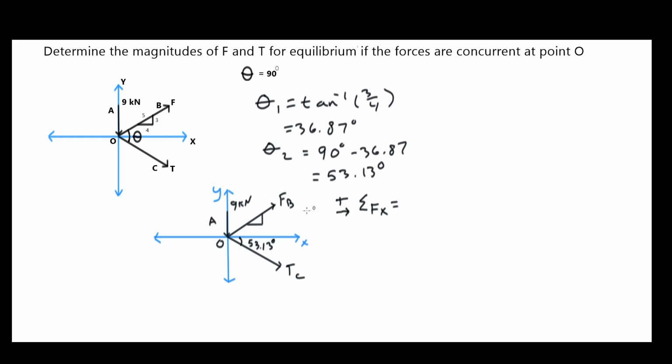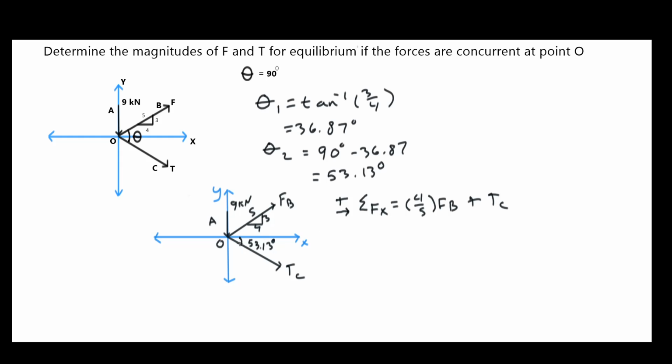And then, oh, I forgot to label this here. So it's 4, 3, and 5. Since we're going in the x direction here, like what we explained earlier, I'm going to use this 4 value and divide it by the hypotenuse. So it'll be 4 over 5 FB. And since our vector is going left to right, that's positive. And then if we look at our TC vector here, it's also going left to right, so that will be positive as well. Plus TC.